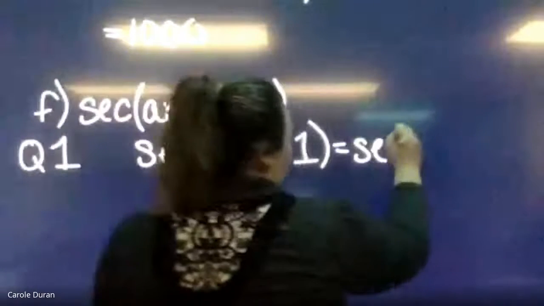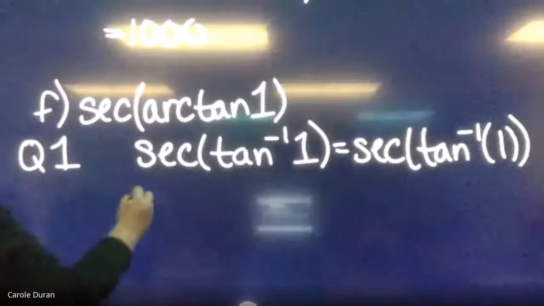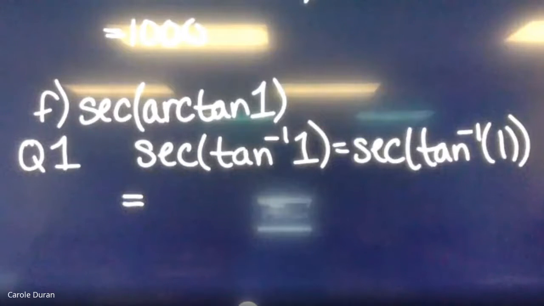I would like secant of arctangent of 1, and I'm looking in quadrant 1. Is this the same thing as with parentheses around the 1? You just don't have double parentheses. They can be either way. They're all the same thing. Different textbooks, different problems, they're not necessarily going to put parentheses here, but you should know that they exist.